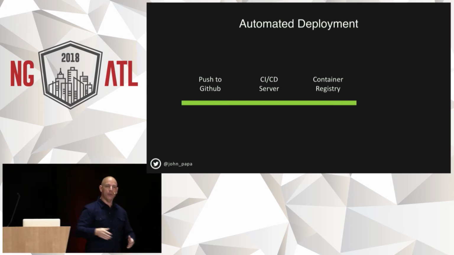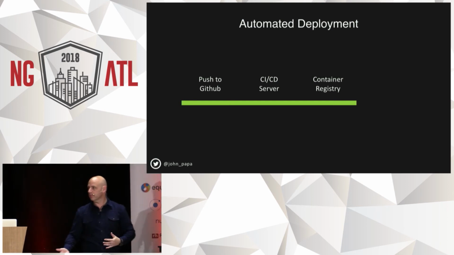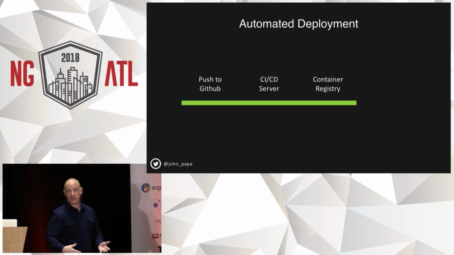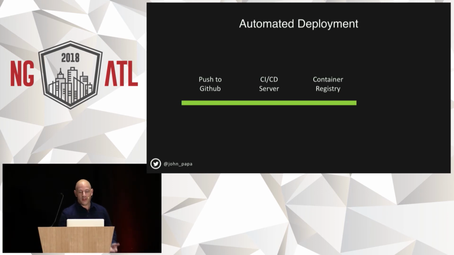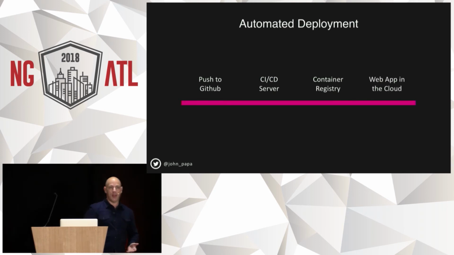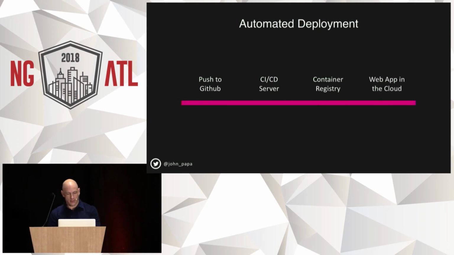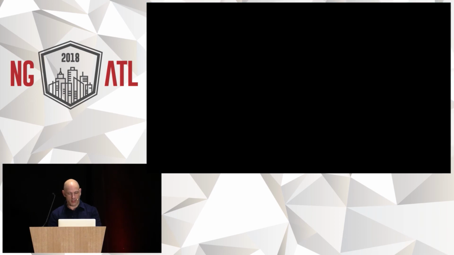Once you get it there, we can build our Docker image. And then we push it to a container registry. So a container registry in this case might be Azure, because I want it to be a private one where I've got security to get into it. And then we just launch the web app in the cloud. So let's take a look at how we could do that.